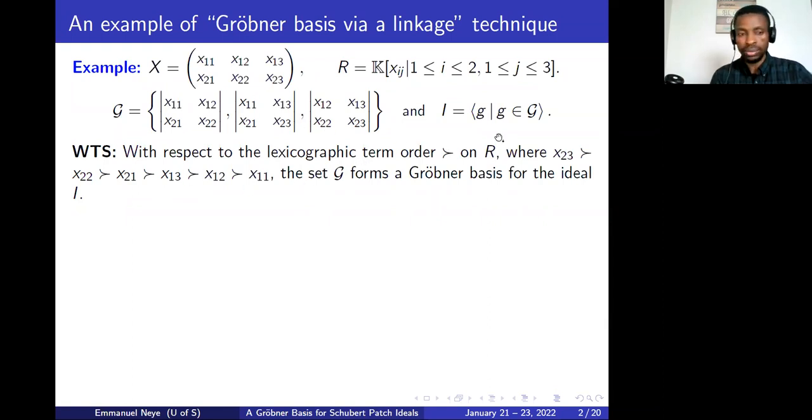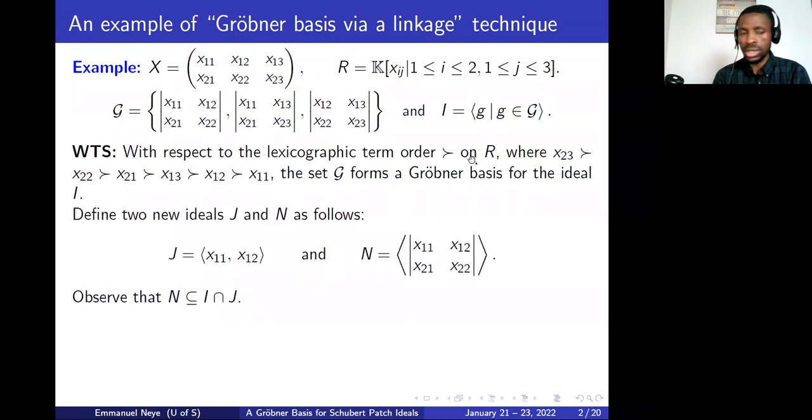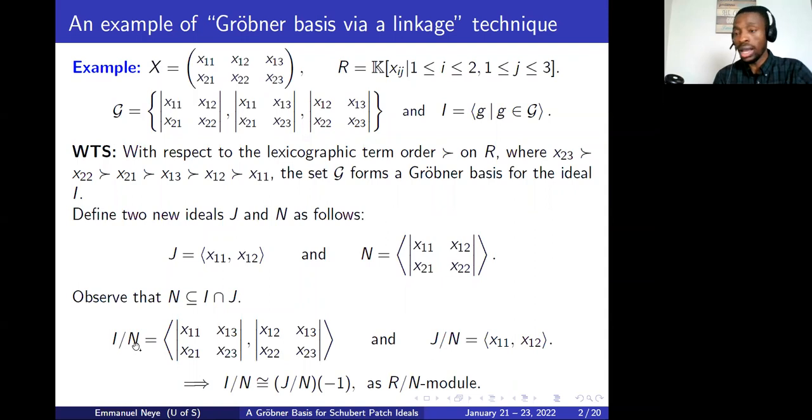Gröbner basis for I. First, from I here, we obtain, in some sense, two new ideals, J and N. And then we observe that N is contained in the intersection of I and J. If you mod the ideal I by the ideal N, we get these two generators. If we do the same thing for J mod N, we get these two generators. And then we have this R/N module isomorphism.